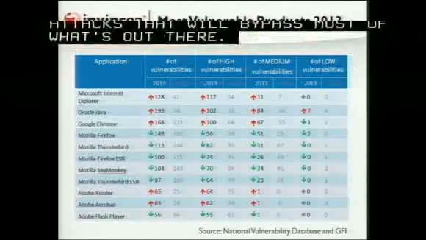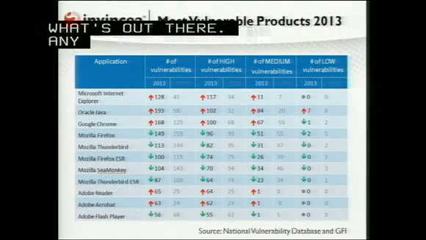Any questions on the adversarial side and how they work? No? Over here.